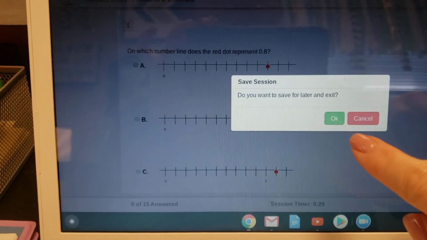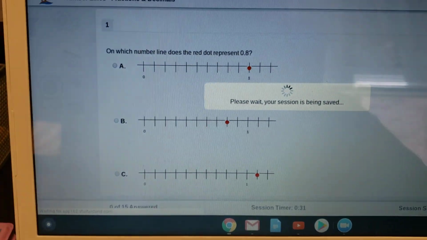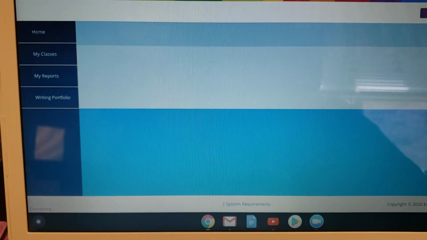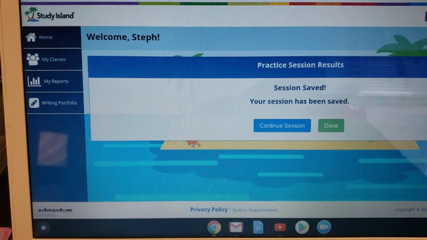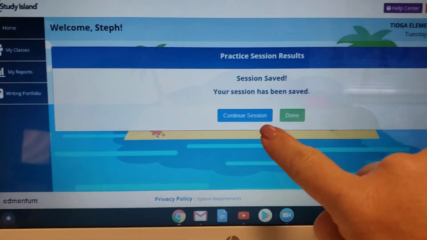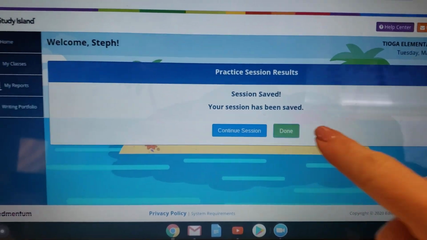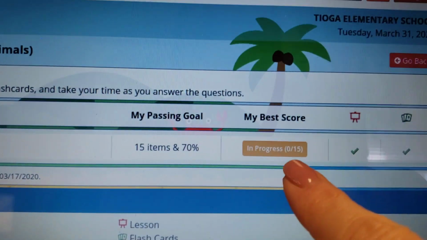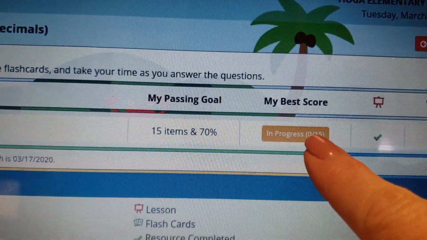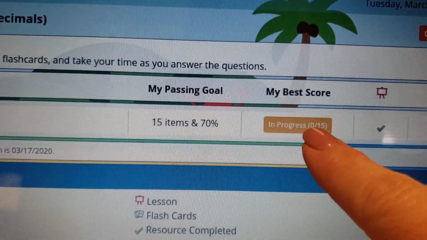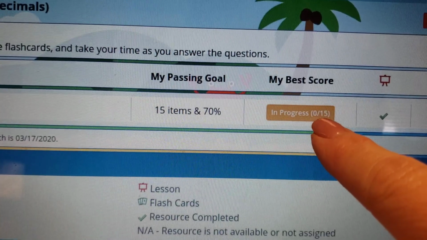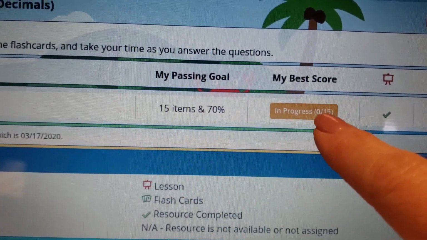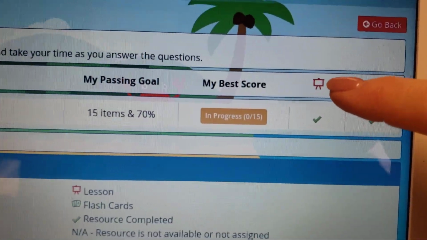Do you want to save for later and exit? Yes. When you're completely finished, if you want to continue your session, you can, or I'm done for now. I'm going to log out, go take a quick break. I'm going to come back and do it later. You can see right here, my assessment part, my questions are in progress. Notice it didn't say that at the beginning.